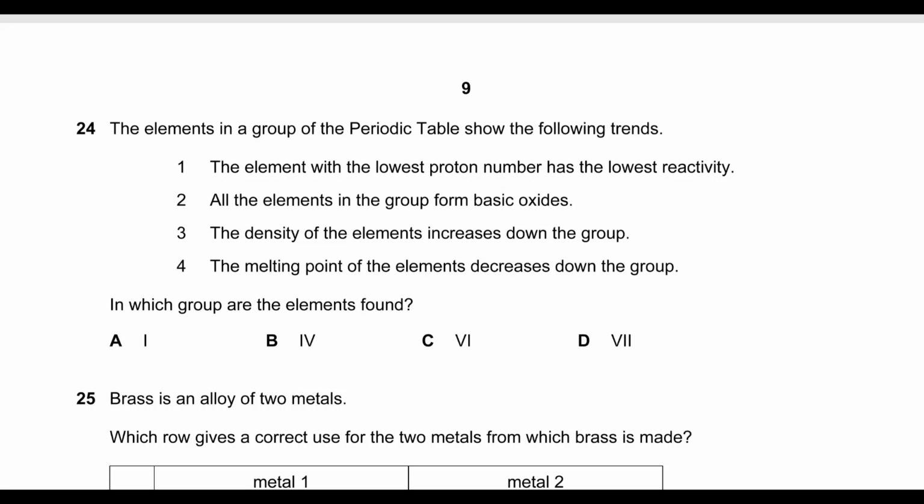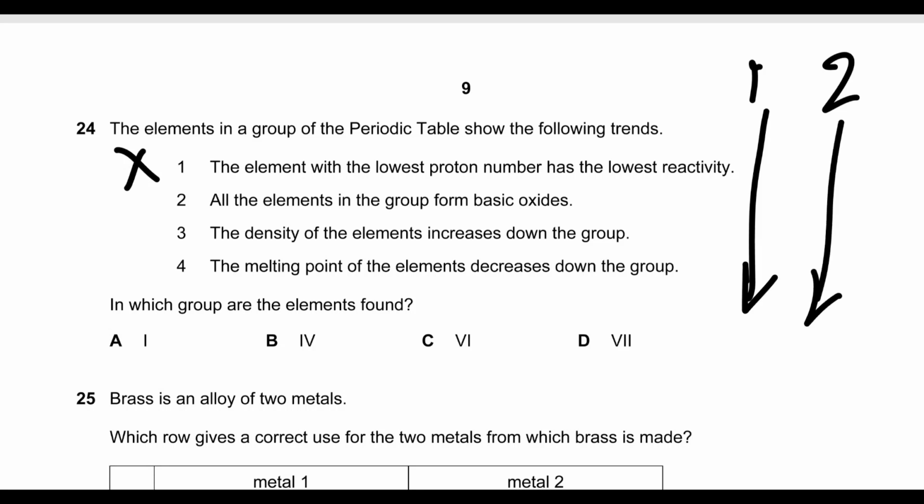In question 24, the elements in a group of the periodic table show the following trends. First statement, the element with lowest proton number has the lowest reactivity. According to this statement, you are in group number 1 or 2, because the reactivity of group 1 and 2 increases as the proton number increases. So this statement, the element with lowest proton number has the lowest reactivity, is correct. It applies to group 1 and 2.